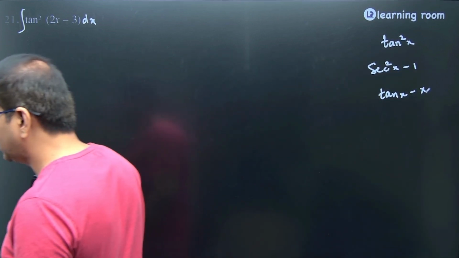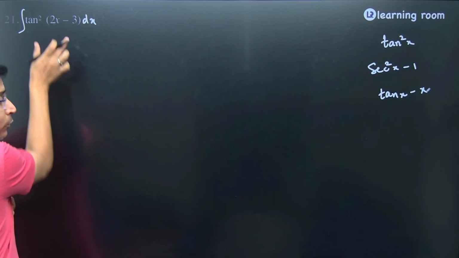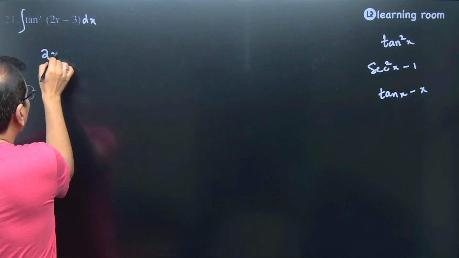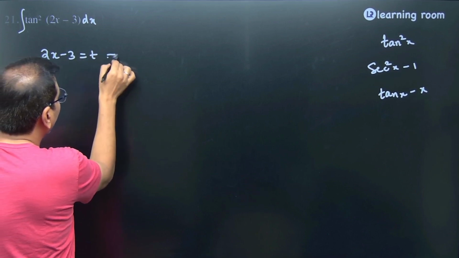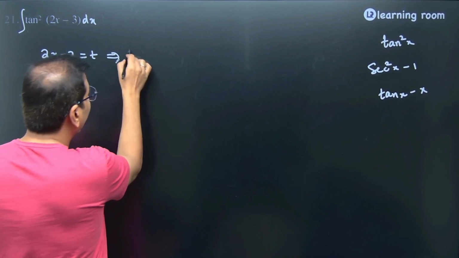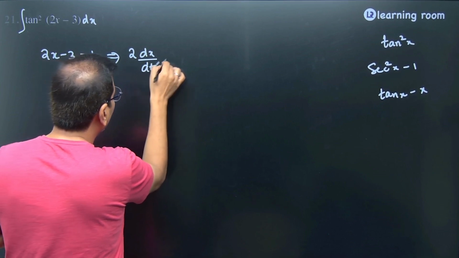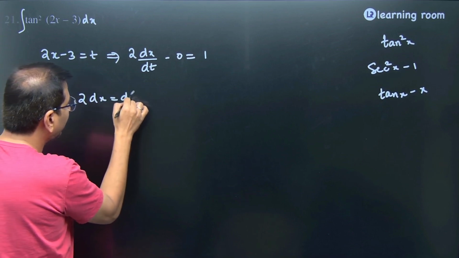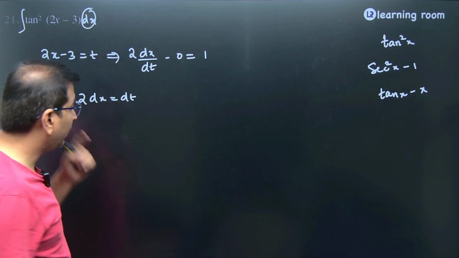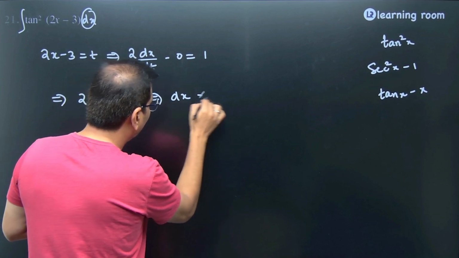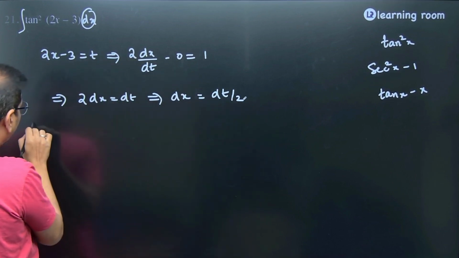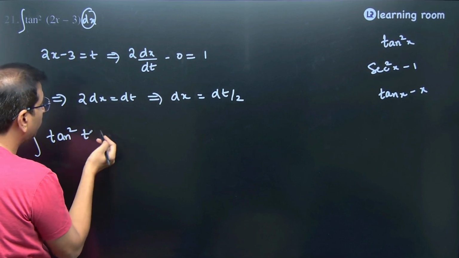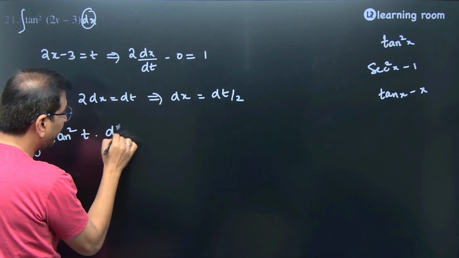Okay. So, borrowing that idea, what we need to do here is, tan square of 2x minus 3 is there, no? The angle inside the tan square should be taken as t first. So, you will write 2x minus 3 is equal to t, which implies, differentiating on both sides with respect to x, you will get 2 into dx by dx minus 0 is equal to dt by dx. So, this implies 2 dx is equal to dt, but we need only dx in this problem. So, I will take dx as dt divided by 2. So, the whole question will get converted as integral of tan square of 2x minus 3 can be replaced with t into dx, which is basically dt divided by 2.